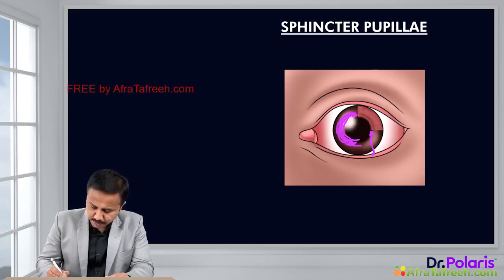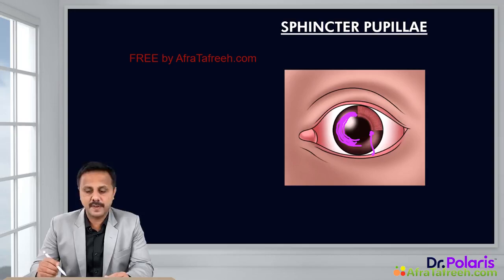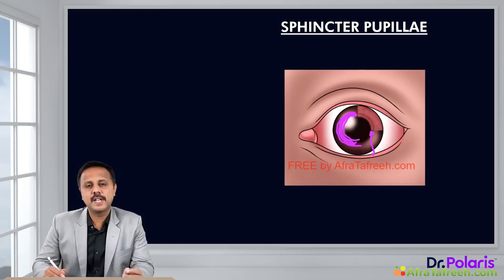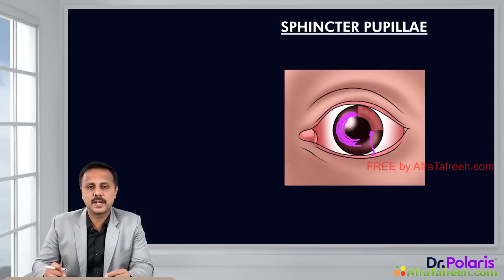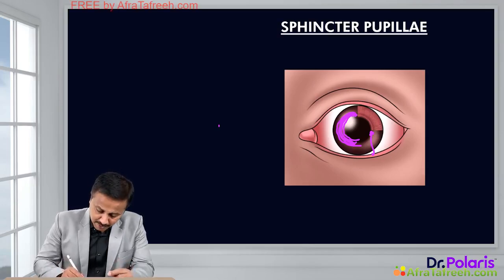Sphincter pupillae refers to concentrically arranged smooth muscle fibers which surround the pupil and are present within the iris. Because of the concentric arrangement, whenever this is stimulated, it results in constriction of the pupil. That is the reason why it is referred to as sphincter pupillae. Now, sphincter pupillae, remember, is innervated by parasympathetic nerves.